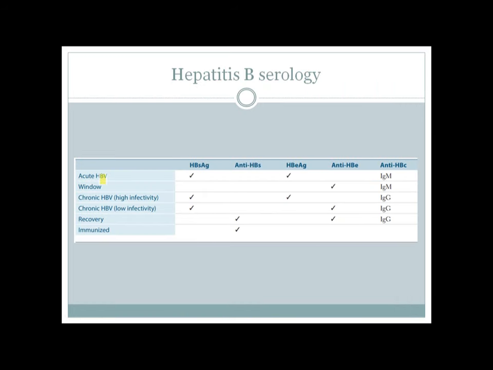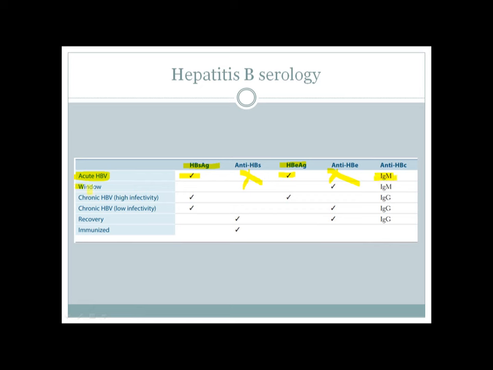Here again, there are different kinds of patients, and we can see different kinds of markers in those patients. If someone gets an acute hepatitis B virus infection, the first test we do is HBsAg, and it will be positive. As acute cases have a very high replication rate of the virus, it will have a positive HBeAg. But the antibody is still not formed, so there is no anti-HBs and no anti-HBe. But the anti-HBc has already formed.